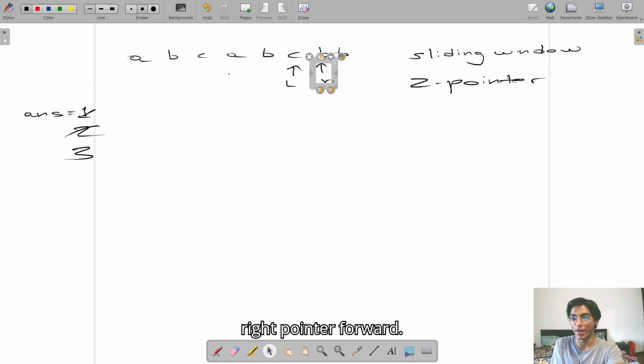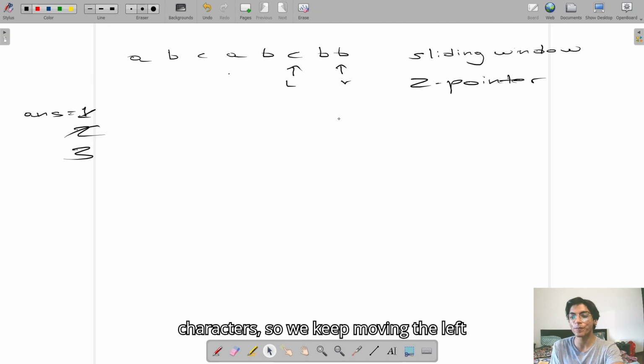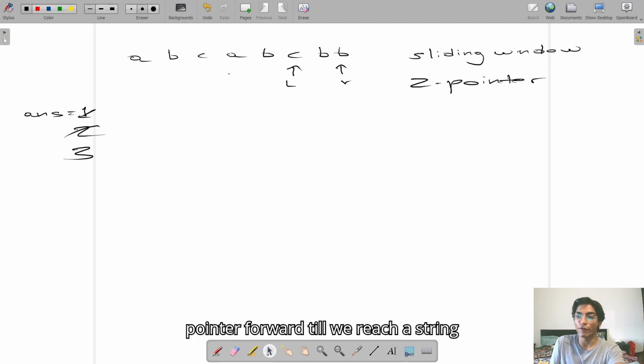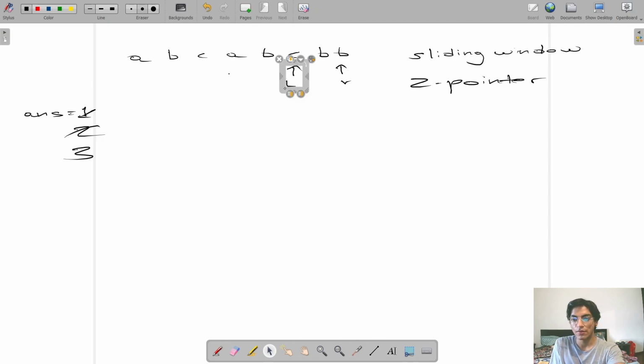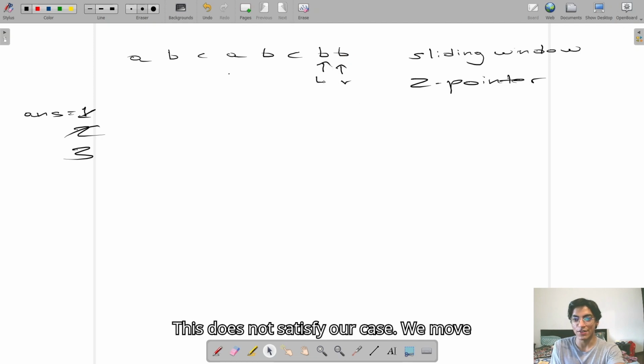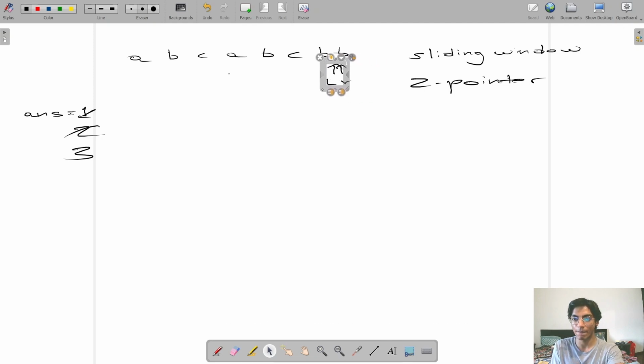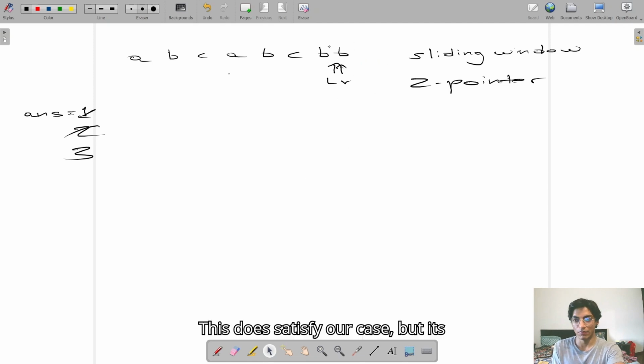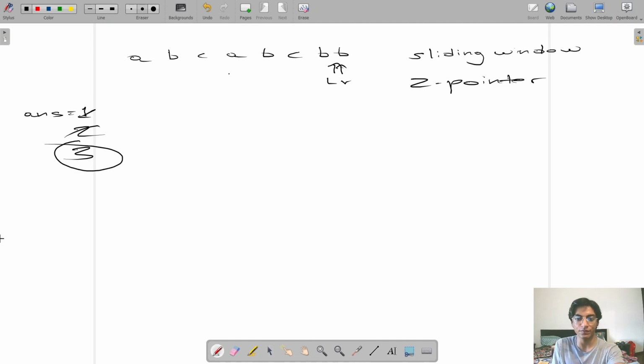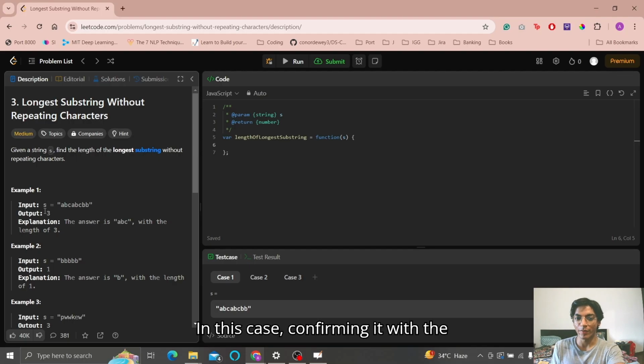We move the right pointer forward. Our window still has repetitive characters. So we keep moving the left pointer forward till we reach a string again which does not have duplicate characters. This does not satisfy our case. We move here. This does satisfy our case, but its length is only 1, which is less than 3. So our answer will be 3 in this case. Confirming it with the example, our answer is 3.